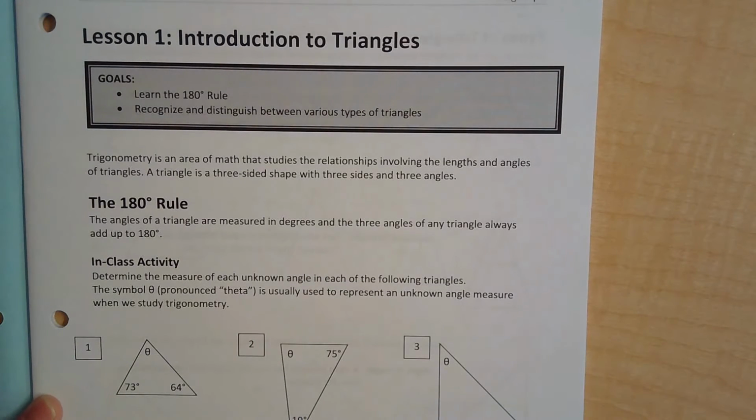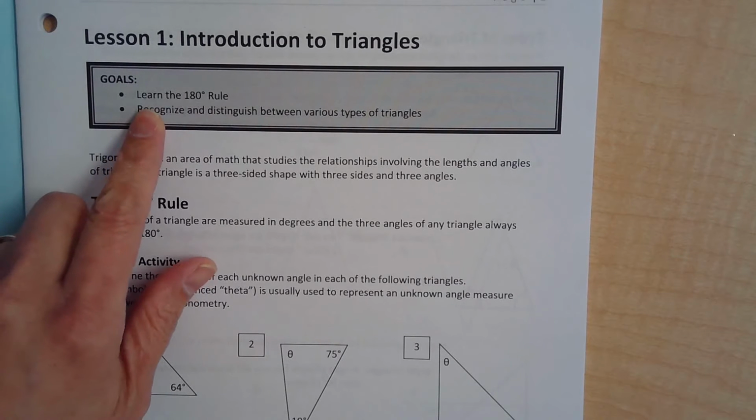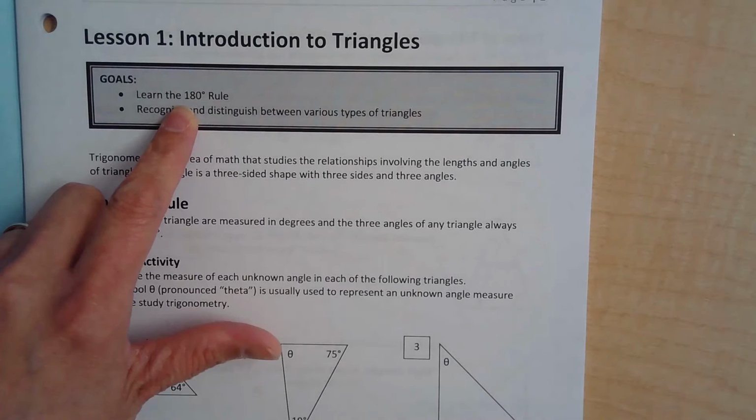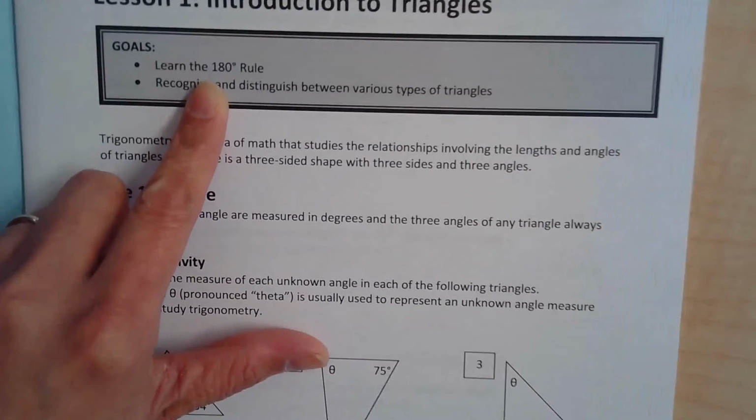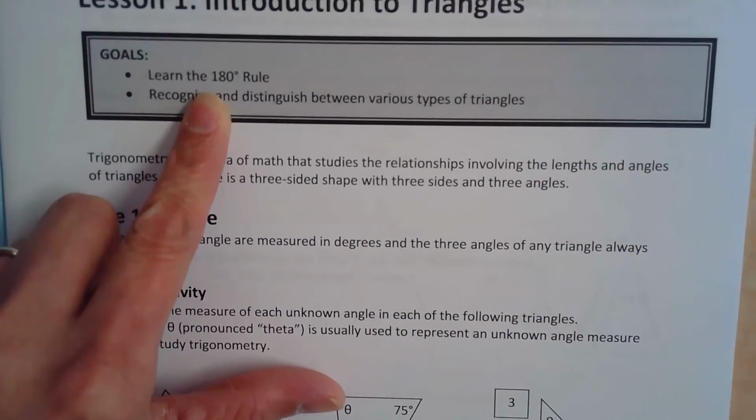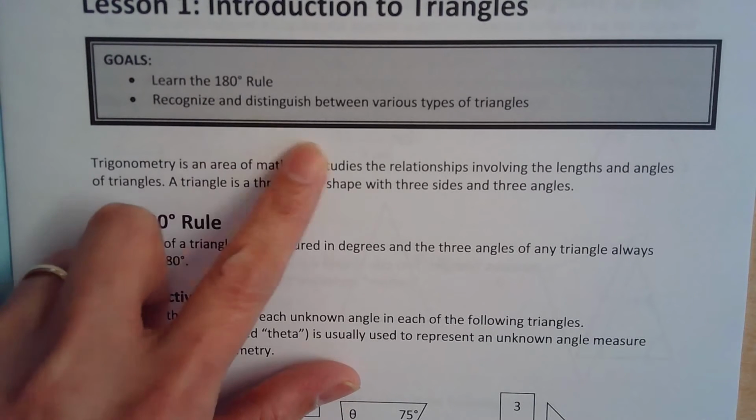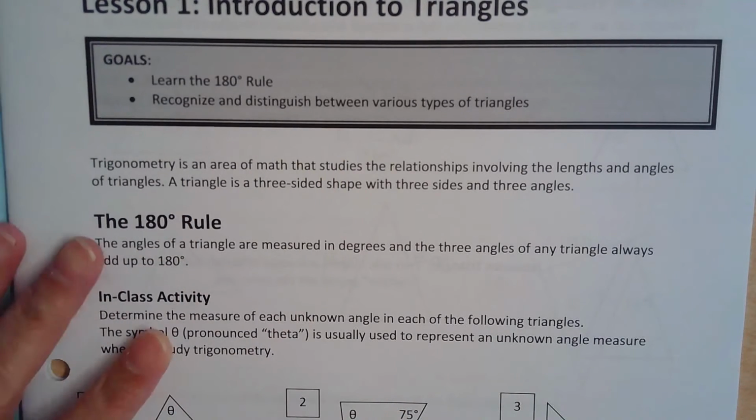Okay, so new year, new lesson, new booklet. We're going to start with trigonometry. This one here is an introduction to triangles. Our goal is to learn about the 180 rule. And then you're probably thinking, what is that? We'll find that out pretty soon. I'm going to zoom this in a bit. We're also going to recognize and distinguish between the various types of triangles.